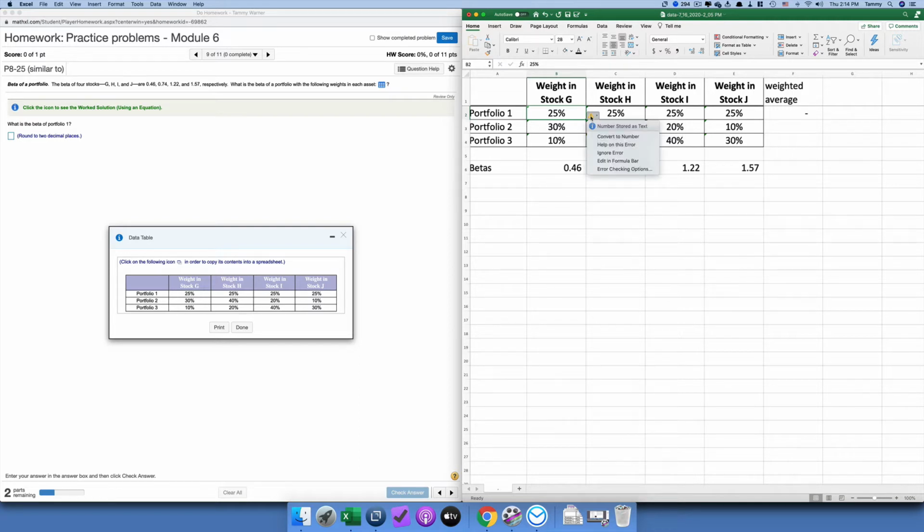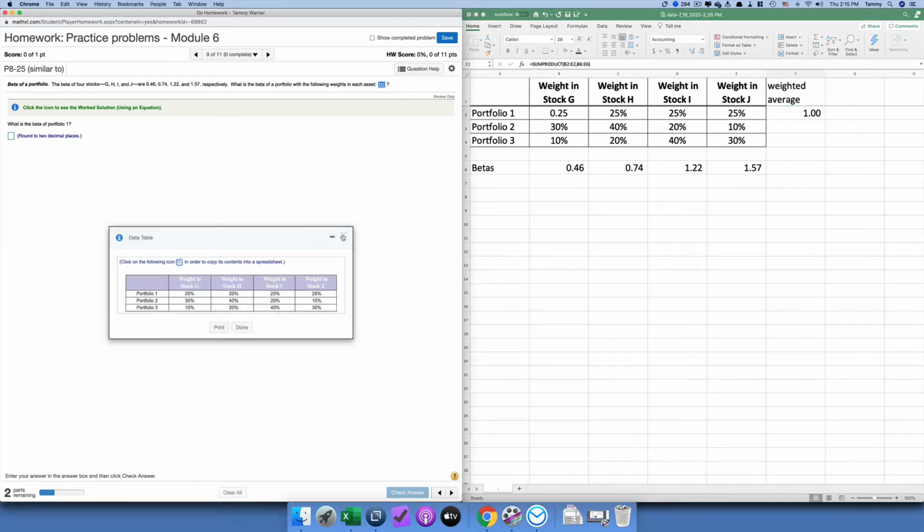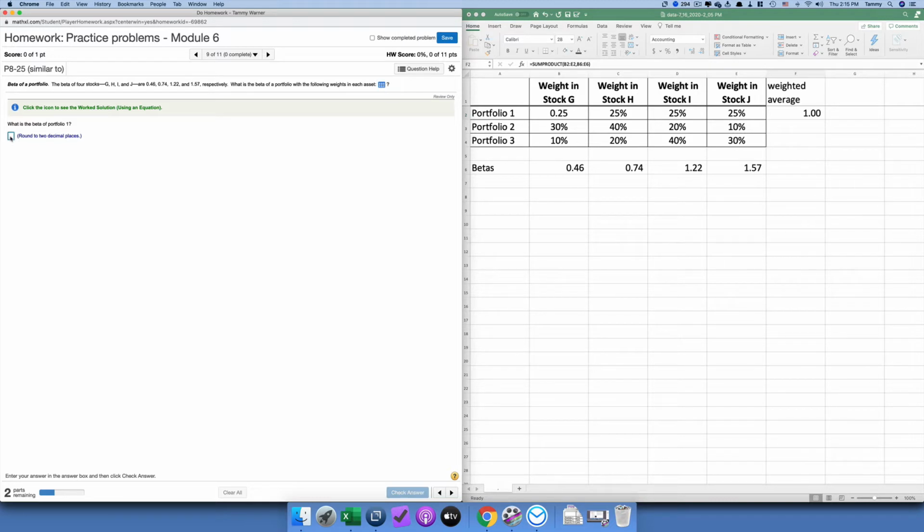So what you can do, if you just click on that, we can convert it to a number, and now all of a sudden my weighted average starts giving me positive numbers. Okay, so I cut the video for a minute while I did all those conversions, and we see that we have a weighted average beta here for our first portfolio of 1, which is correct. And so then, you know, this is very simple.